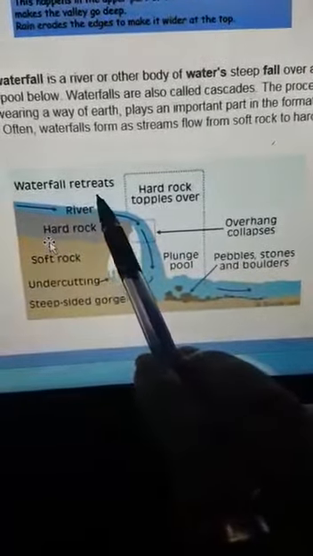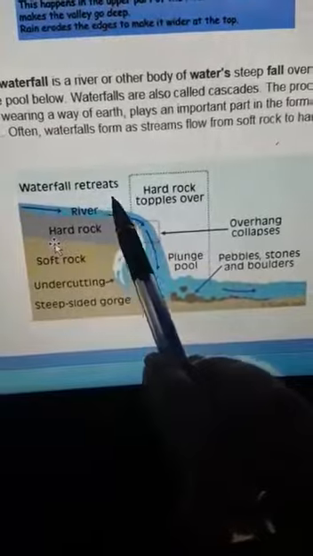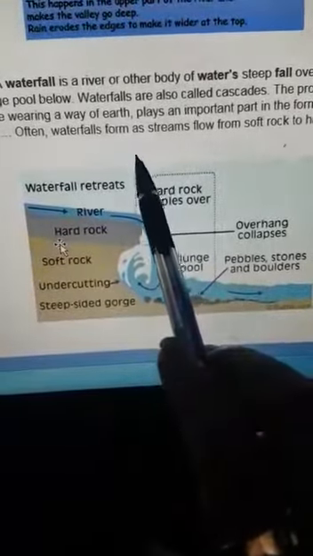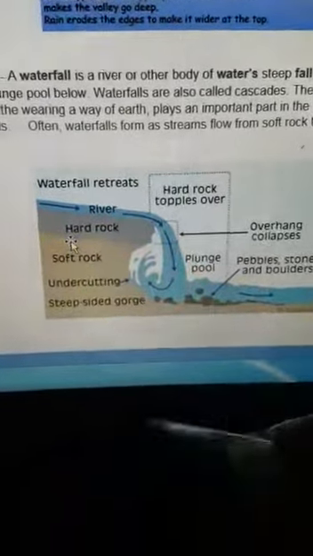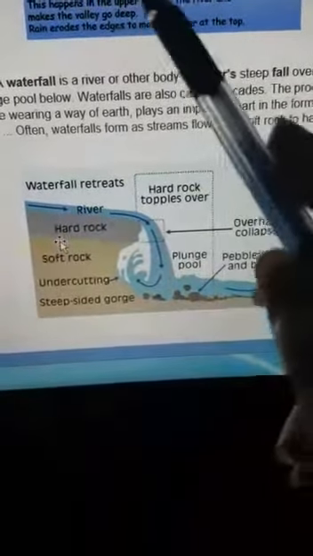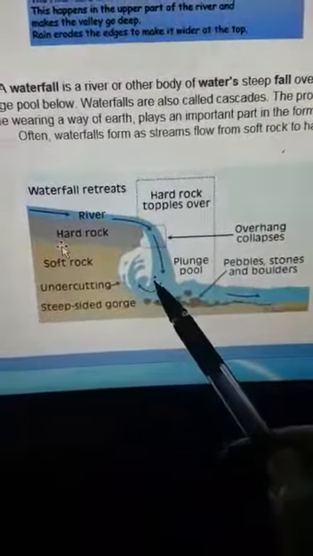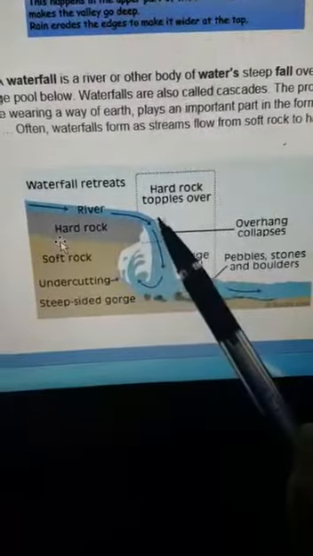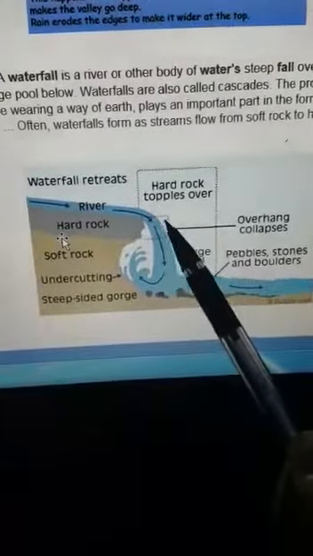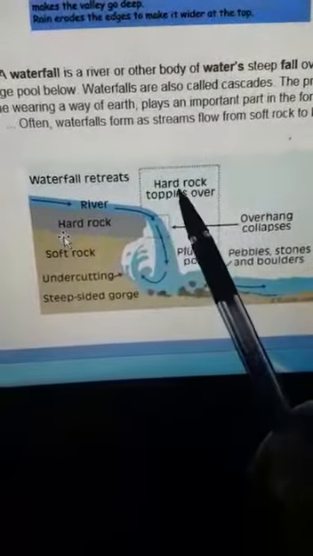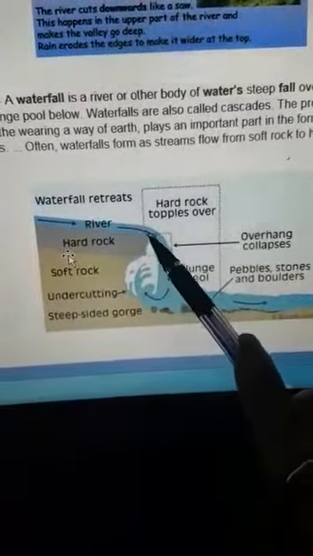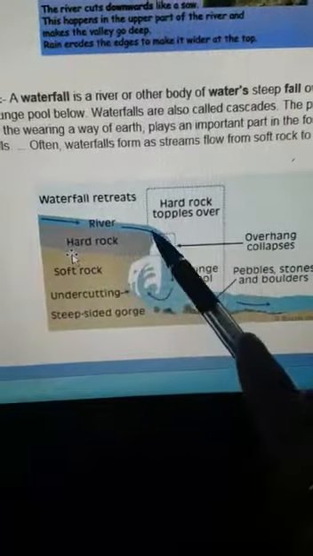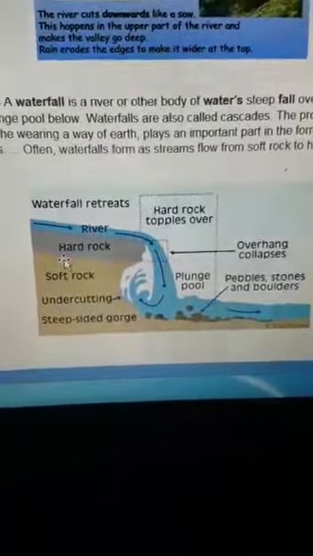Retreating waterfall. Here I can give you one example. We knew that Niagara Falls is the biggest, or along with the height, a very tall waterfall. But now Niagara Falls is retreating. Retreating means the hard rock that Niagara Falls had is slowly and gradually being eroded. Clear? So this is about the waterfall.